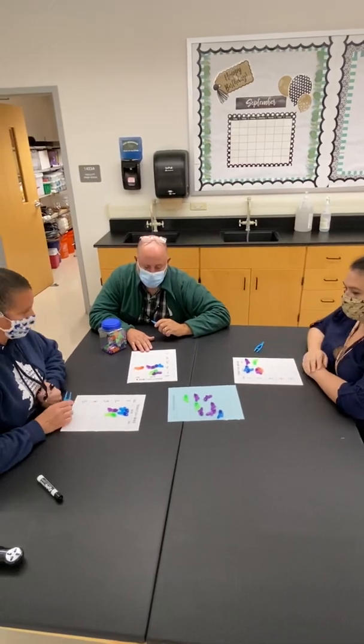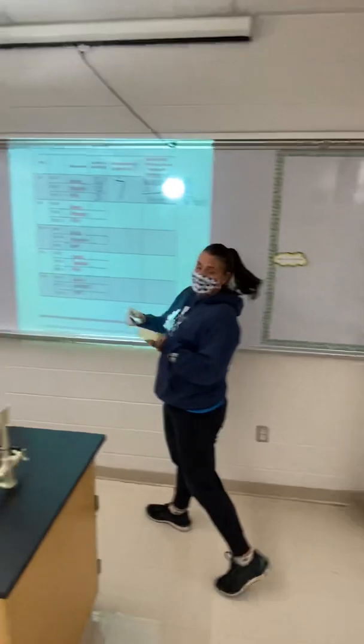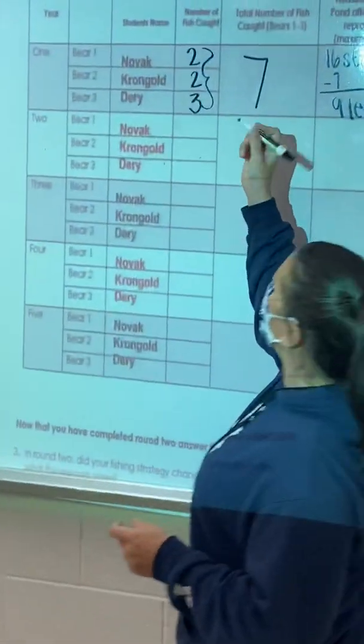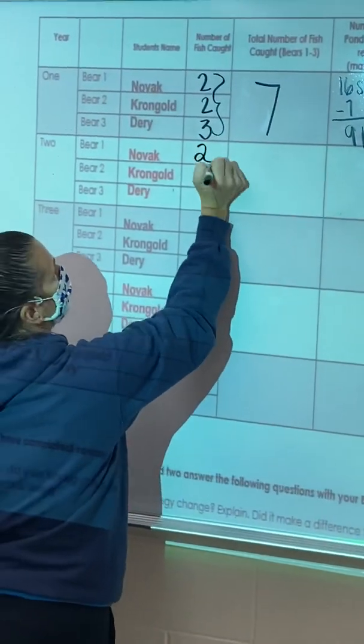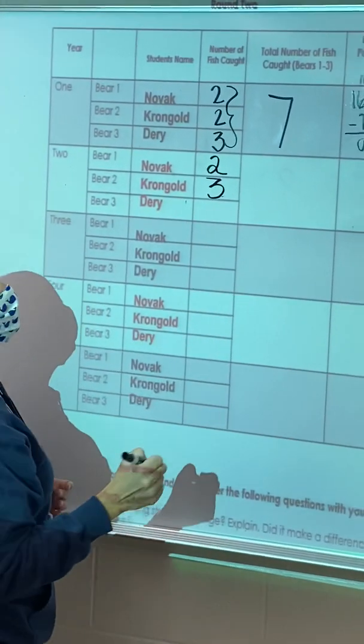All right, everybody's done? All right, so let's look at the data, what we have here. So the second year, Mrs. Novak took 2 fish. Mr. Krongold took, little greedy this year, I took 3 fish. And how about Miss Derry? I'm always greedy, so 3 fish.